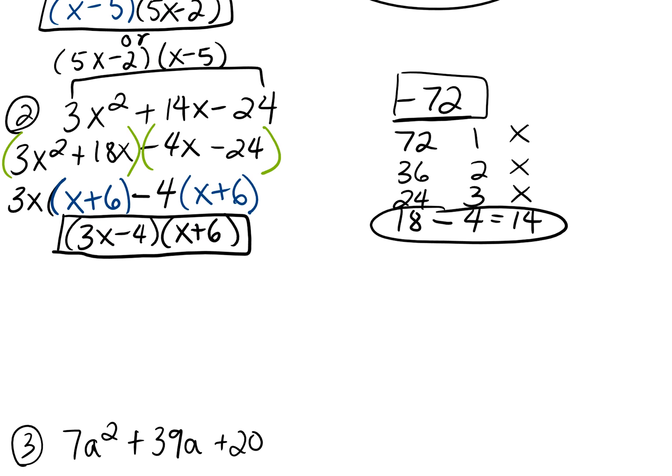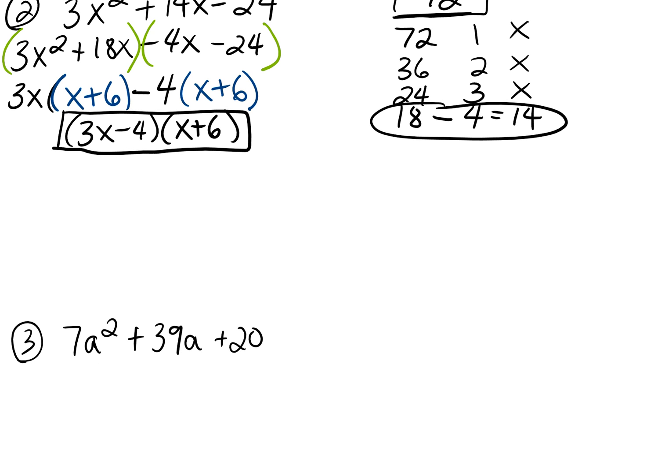All right, in the third example, I tried to keep the examples the same as the other video, just to give you the same kind of background. We're going to multiply 7 and 20. Again, big number. And you can go through all the factors.